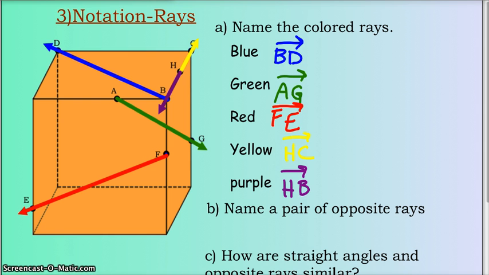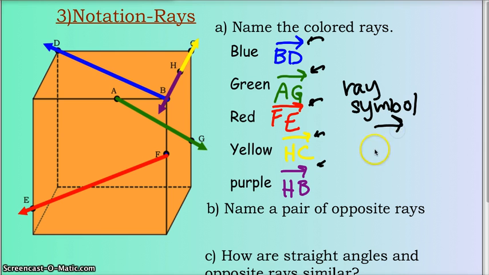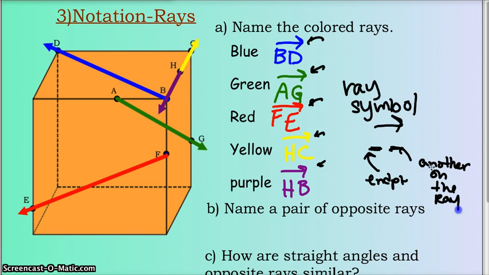Again, if you notice, this symbol here is not directional. That's the ray symbol, and it always goes in that direction. It's going to have 2 capital letters. The capital letter that goes here is the endpoint. The capital letter that goes here is going to be just another point somewhere on the ray. And again, these letters that you put here are capital.